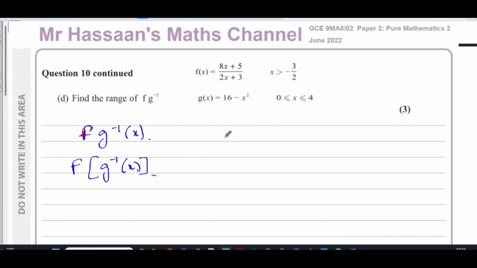We don't need to do that. We could do that if we wanted to, but we don't need to. What we need to do is think about what the output of this is going to be. What is the output of this?